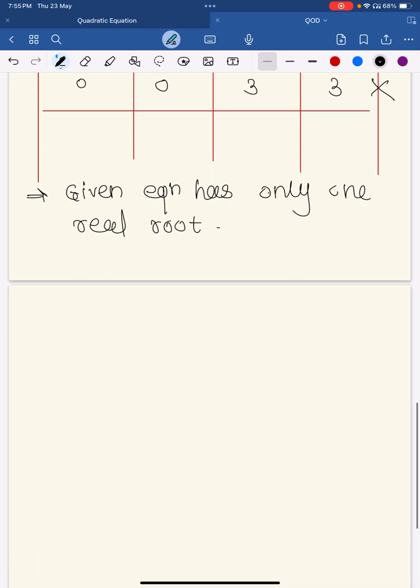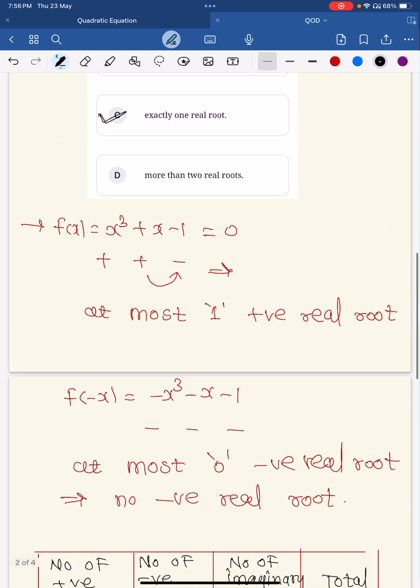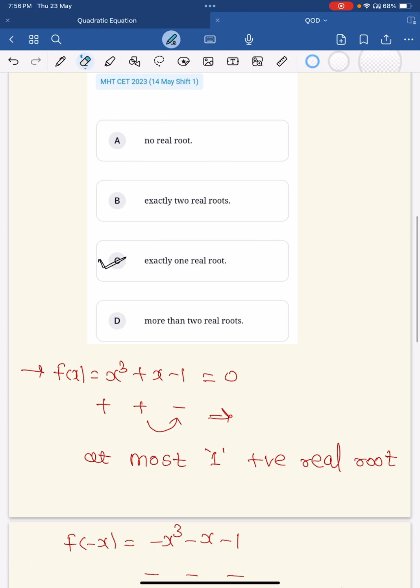And we also know, so remember this note also: every polynomial of odd degree has at least one real root. So from this note, option A is directly discarded because option A says no real root. Okay.